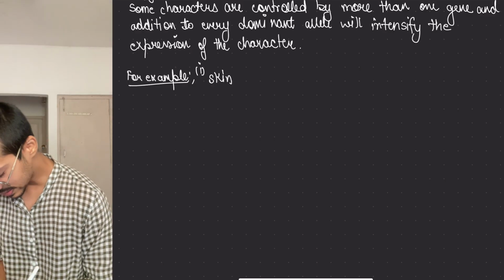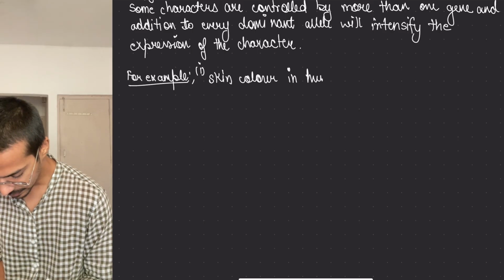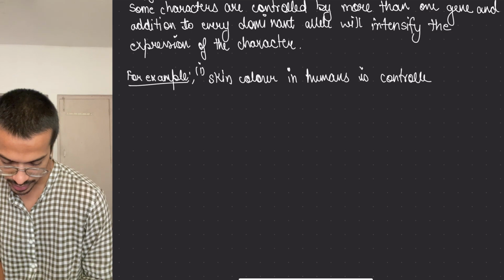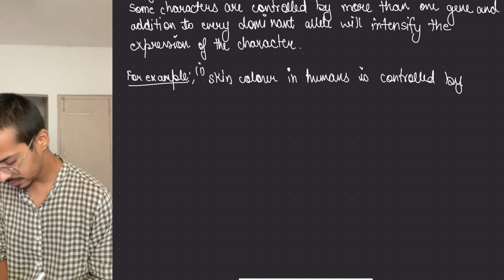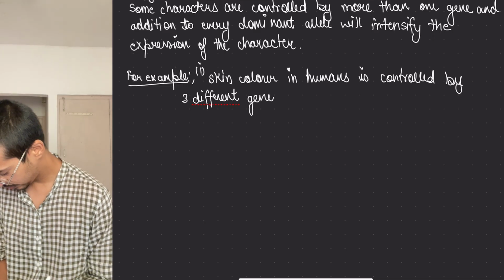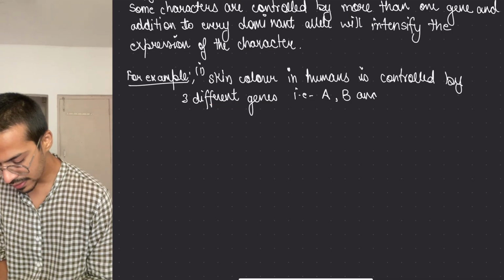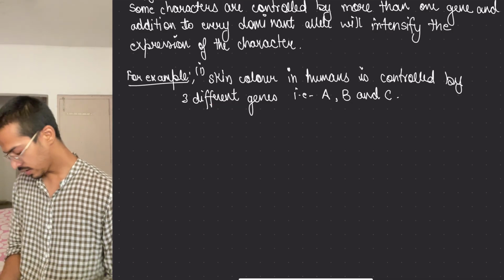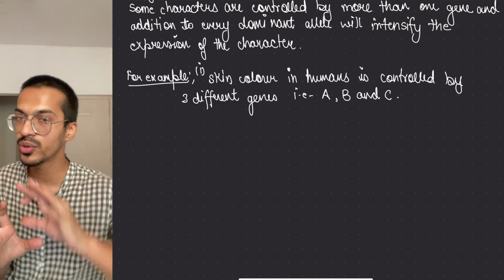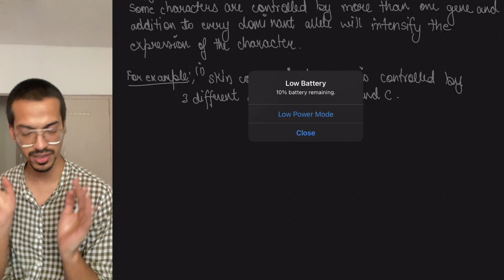Now skin color in humans is controlled by 3 different genes. That is, let's take them as A, B and C. Now we are doing a cross between the homozygous dominant and the homozygous recessive form of it. Recessive means small letters, dominant means all capitals.